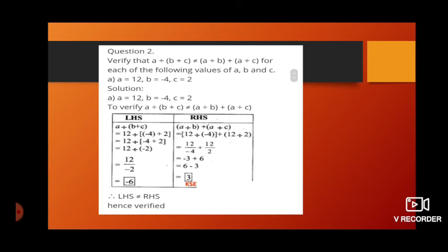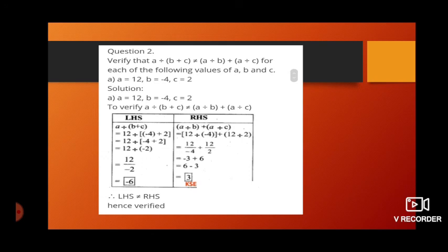Plus 12 divided by 2. 2 sixes are 12, so the result will be 6. Now if you observe, -3 plus 6. One is negative, one is positive. Again we have to subtract. Now 6 minus 3 we get 3. And the bigger number is plus 6. So the result will be plus 3. And we can verify that on both sides there is no equality. One side is -6, one side is 3. So what we can conclude is that the distributive property we have for multiplication will not be satisfied by division.